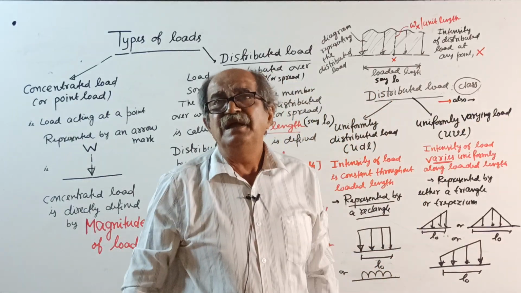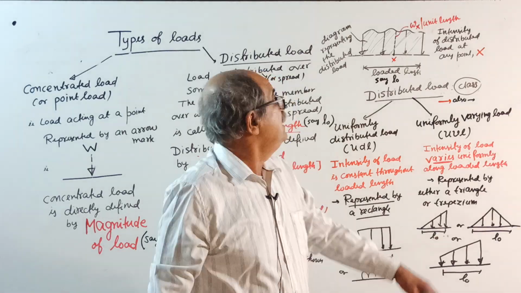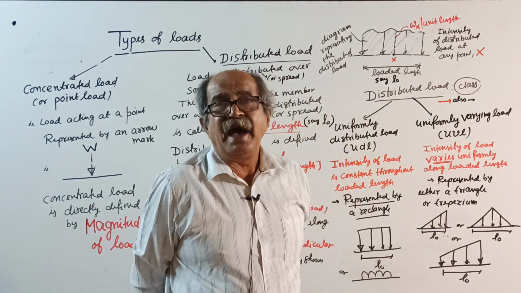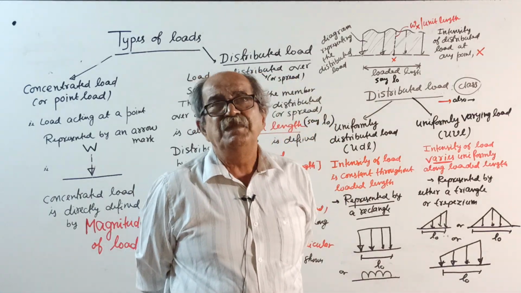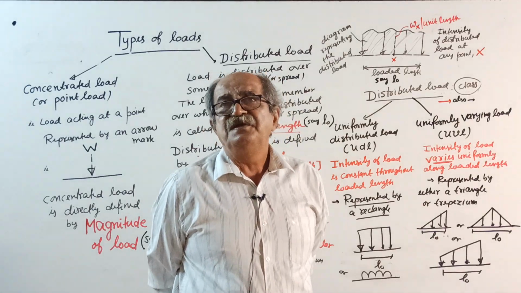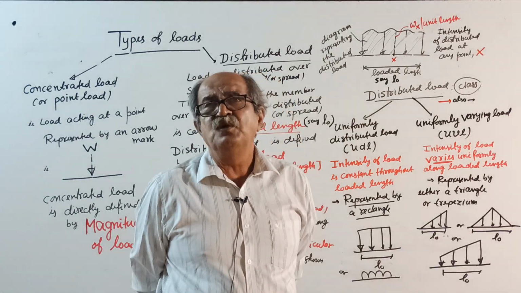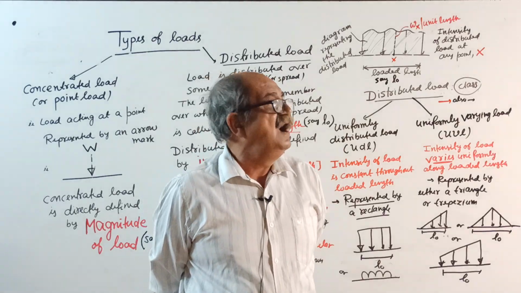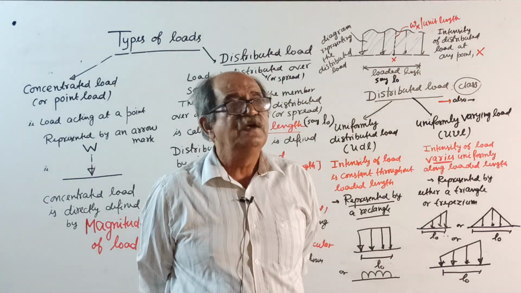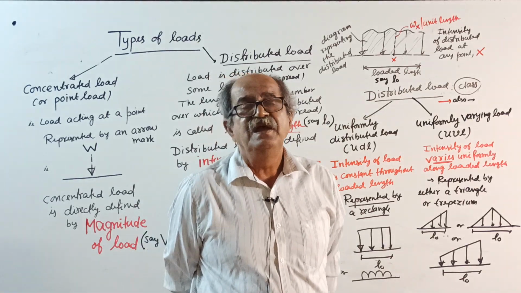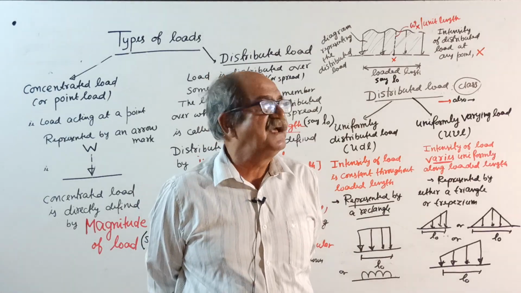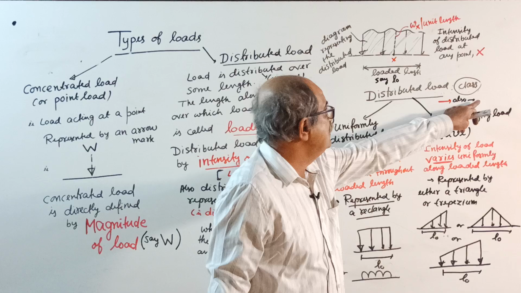Also, distributed load can be of irregular shape, or it can be parabolic variation, or parabolic variation of third degree, or it can be trigonometric variation. Some people call it sinusoidal loading, based on sine or cos. Sometimes in the question paper you can see w at x equal to w naught sine 3 pi x by l, etc. These are all there.